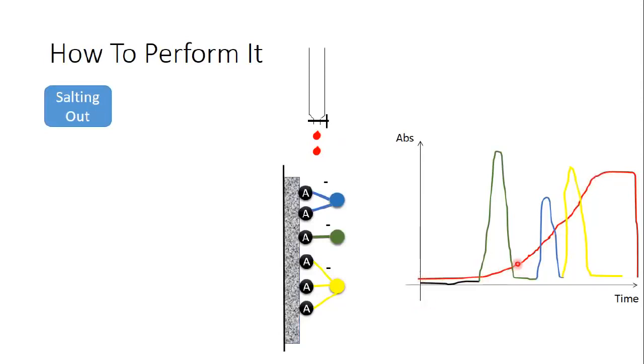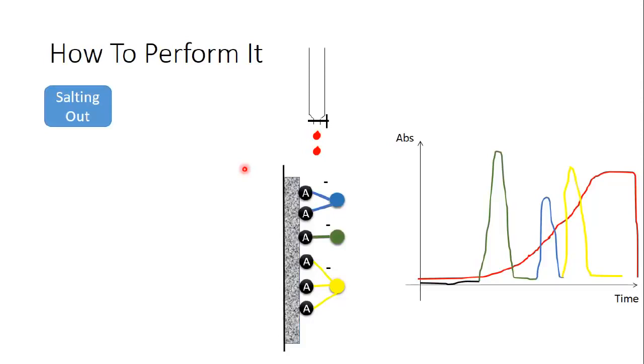If we increase the concentration of the salt, the salt will compete with the proteins on substance A. And then the protein that has one binding group will be eluted first, and then the protein that has 2 binding groups will be eluted, and then the protein that has 3 or 4 or more. So the proteins will be eluted gradually when we increase the concentration of the salt, and this is called salting out.